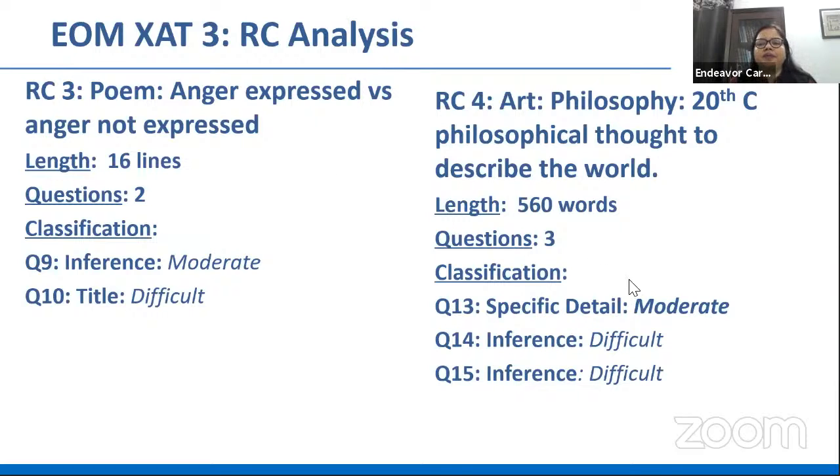Now, this was your challenging one, RC4, which is art, not art, all right, which is philosophy. And it had to do with 20th century philosophical thought that is employed to describe the world. So what have been the philosophical systems? A very, very heavy read, and is also slightly lengthy, 560 words. You need a lot of time to read the various lines, understand the paragraphs.